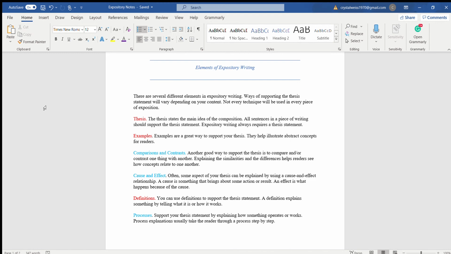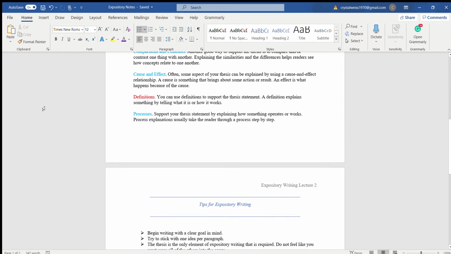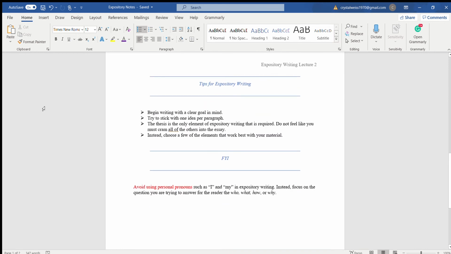Process explanations usually take the reader through a process step by step. And again, you may use this to describe something that's happening in the example. Just don't get sidetracked and forget what the actual example is. All right, so I'm going to give you some tips for expository writing, okay?